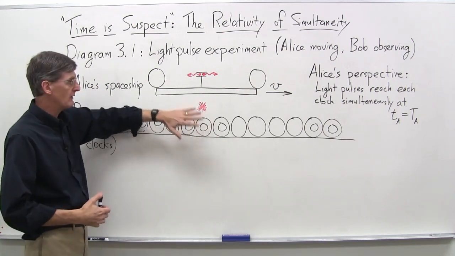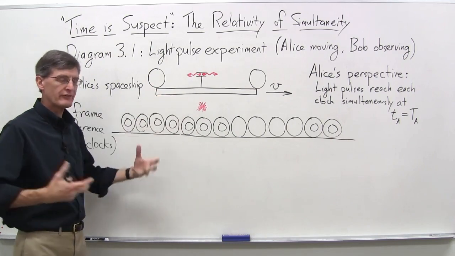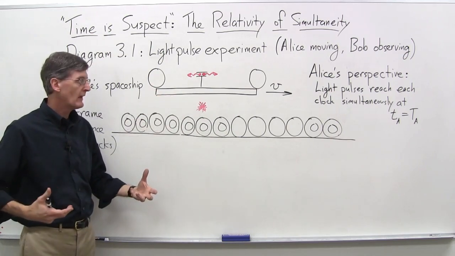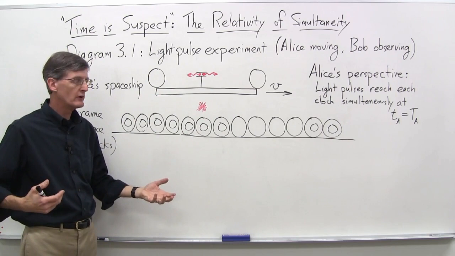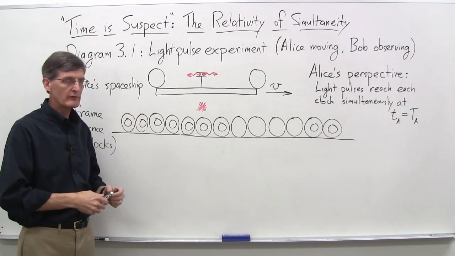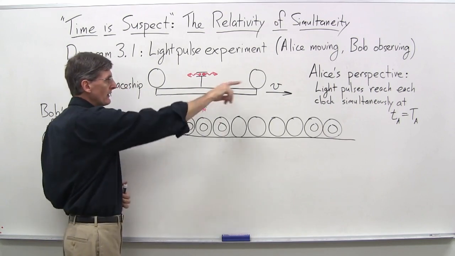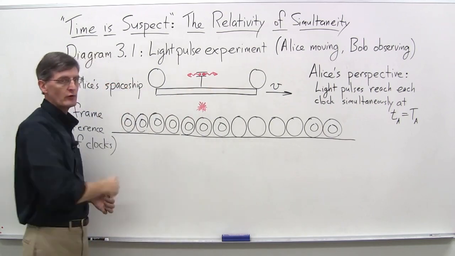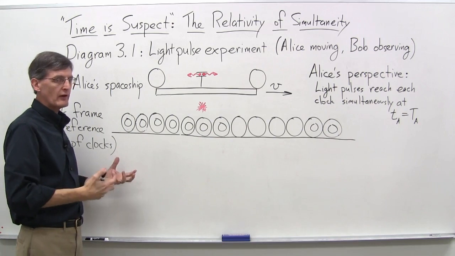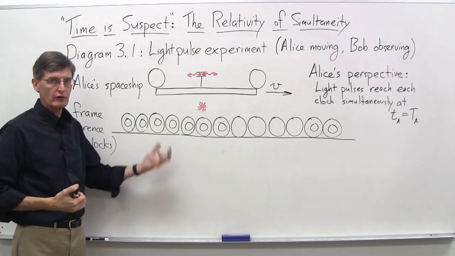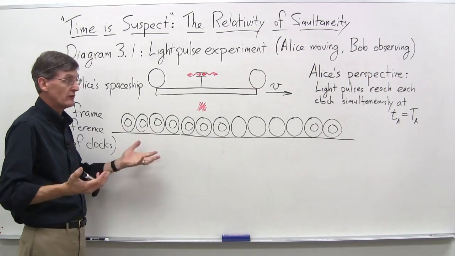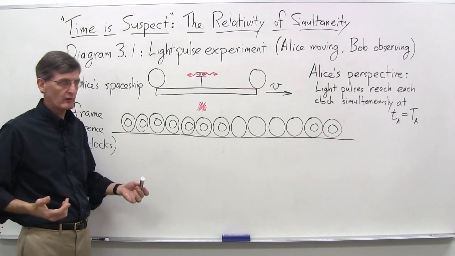And forget about Bob for a minute. Let's just think about Alice. Alice is sitting in her spaceship, and as far as she's concerned, she's not moving. She doesn't see the clocks moving or anything like that. So when she sets off the light pulses here, one going in that direction with speed c, the other going in the other direction with speed c, it's just like our first diagram 2 video clips ago, where she's stationary. She doesn't see anything special going on at all.